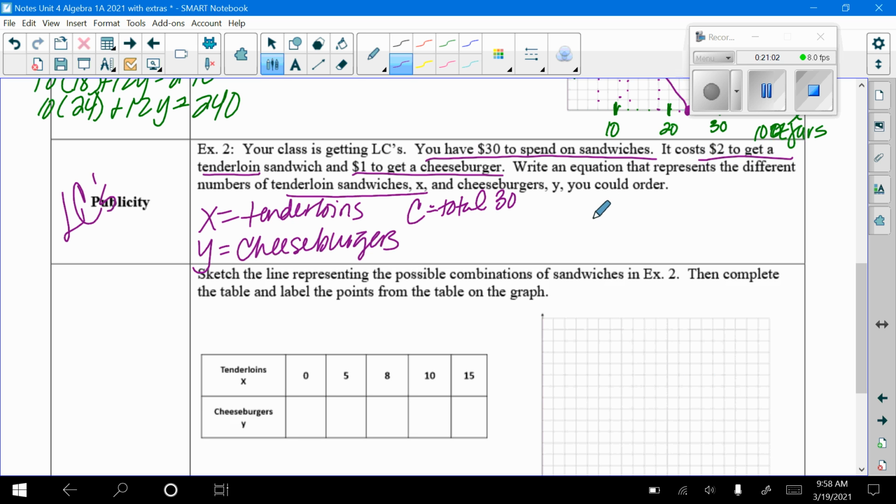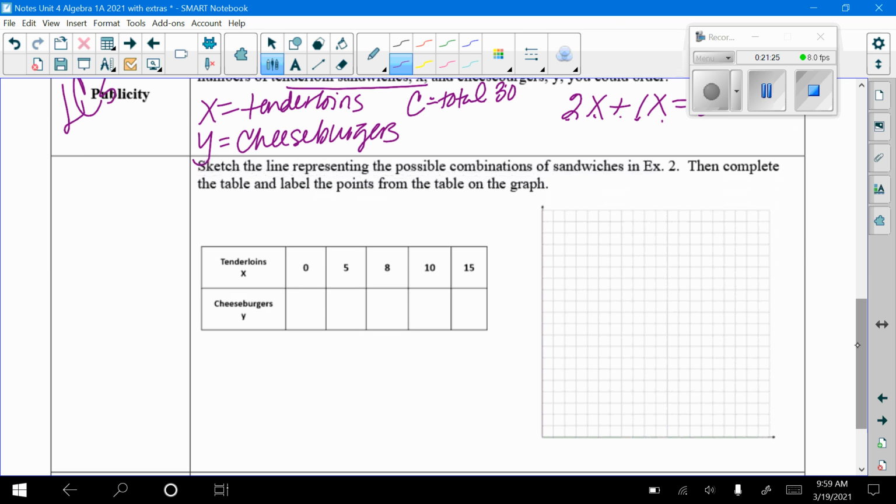So AX, how much is it per tenderloin? $2. Plus, how much is it per cheeseburger? $1 equals 30. So cost of tenderloins times number of tenderloins plus cost of cheeseburgers times number of cheeseburgers equals total. Now I can come down here and plug in my information and solve it.